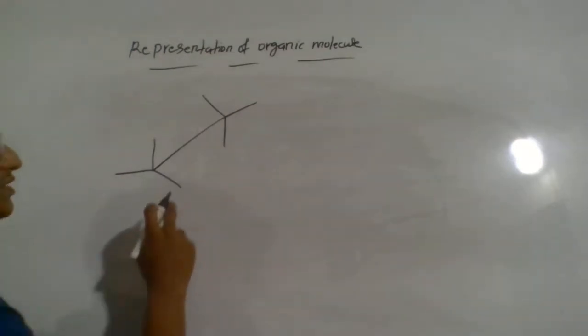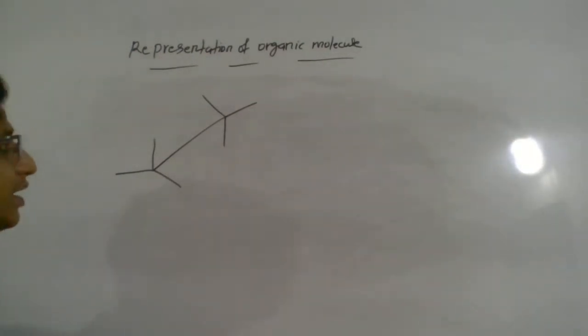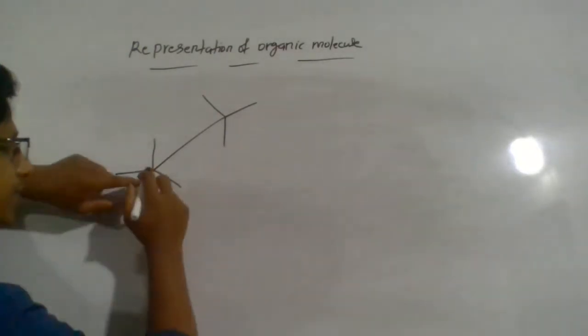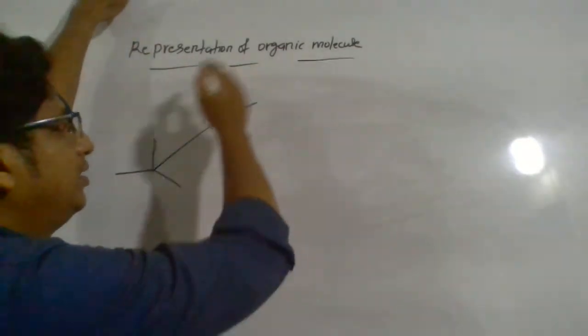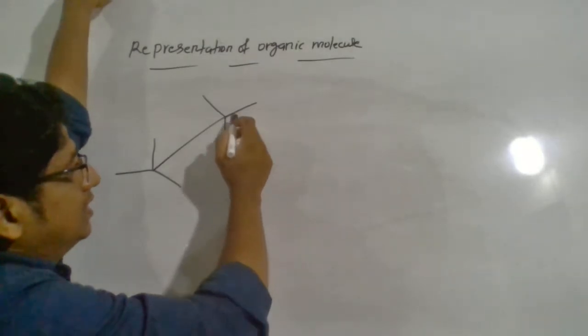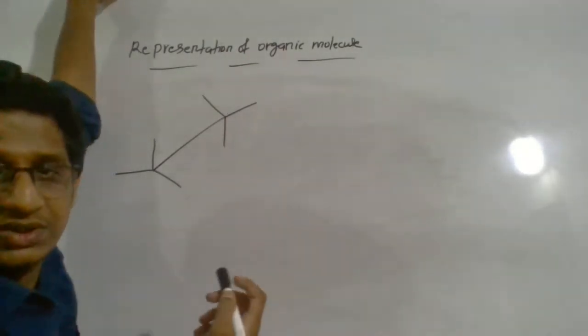This is what we will say is staggered. Now let us imagine how we can convert this staggered into a Newman projection. Here, remember this is carbon, right? The main difference will come where we represent this carbon atom in a circle in a Newman projection formula.